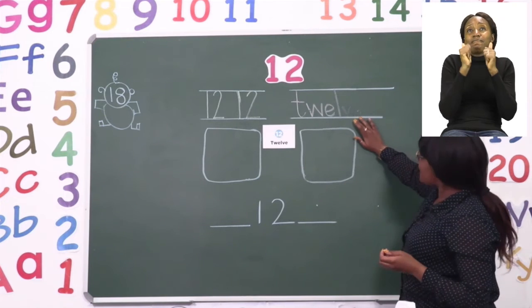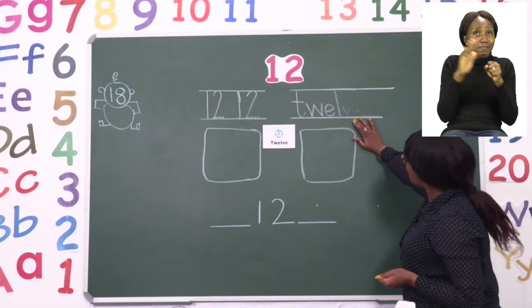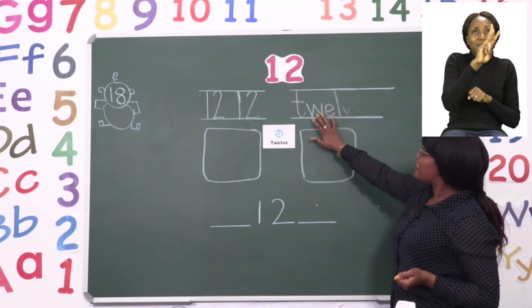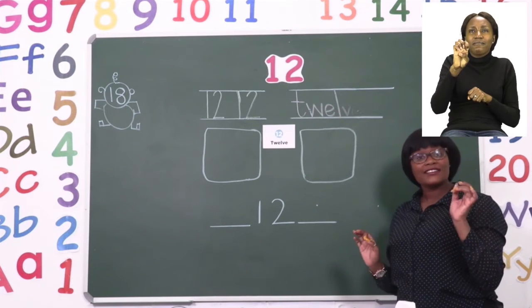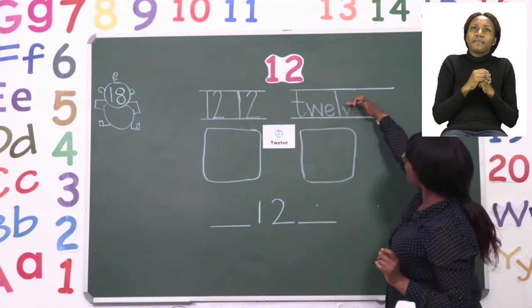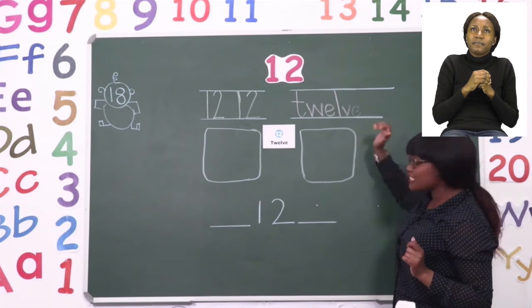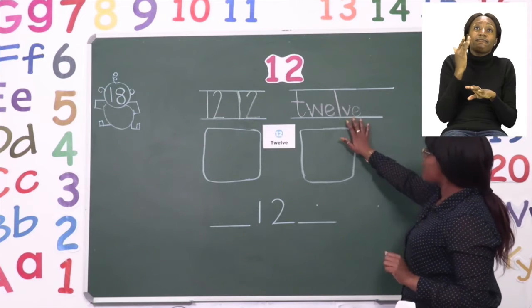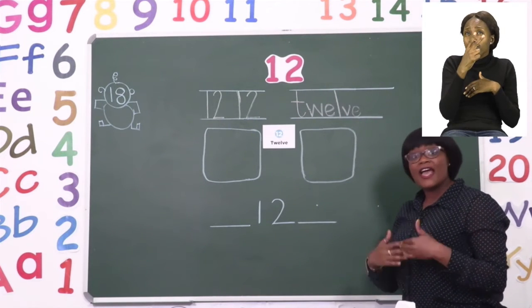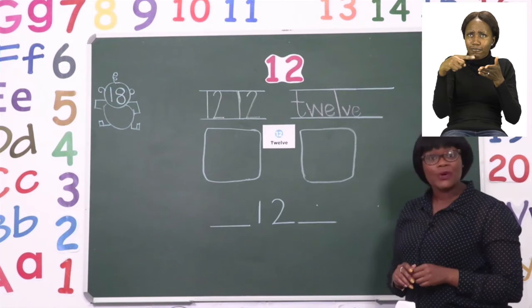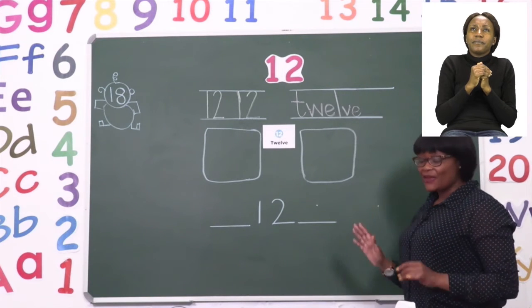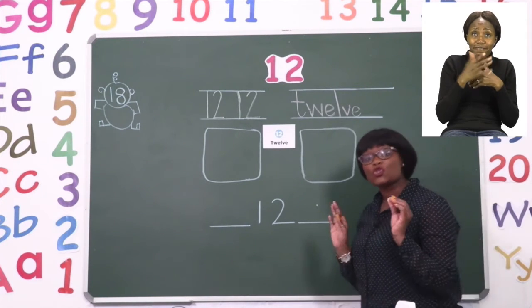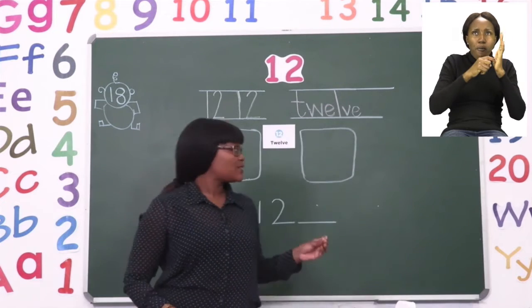Now we have written the number 12. Make sure, boys and girls, that your letters are on the same place, meaning they start at the same place and they finish at the same place. Make sure that when you do this, you check if there's any mistakes, and then when you do it again, try to correct your mistakes. Now that we are done with that, we are now going to put dots in our die.